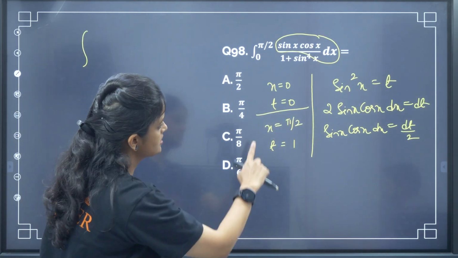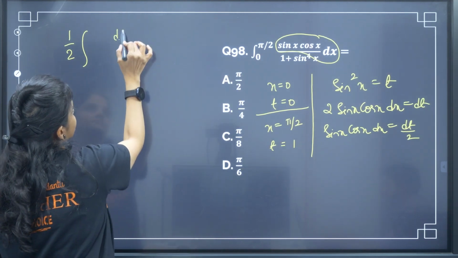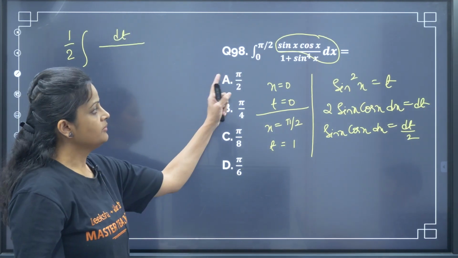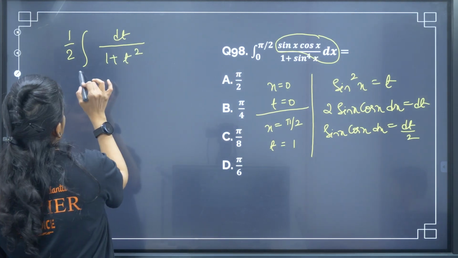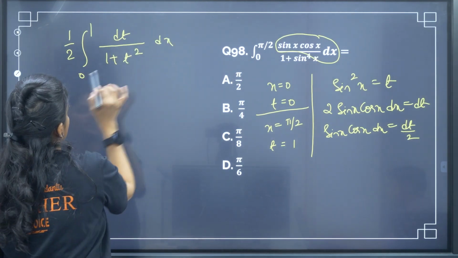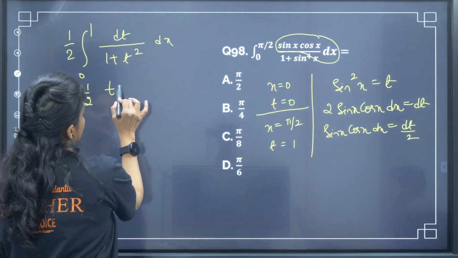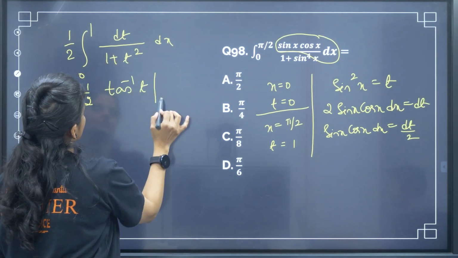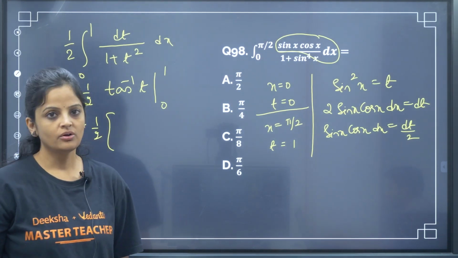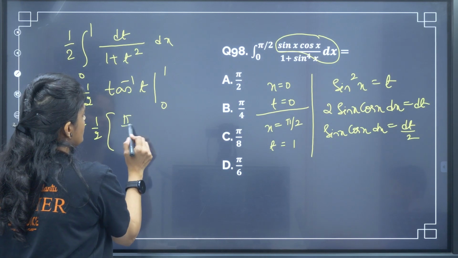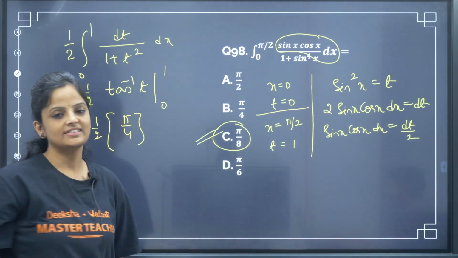Integral of any constant, yes, 1 by 2. So dt divided by 1 plus t square. Now applying the limit 0 to 1. Everyone knows this is the tan inverse formula. Tan inverse t, put 0 to 1. On putting 0, 0. On putting 1, it is pi by 4. So the answer has to be pi by 8, option C.